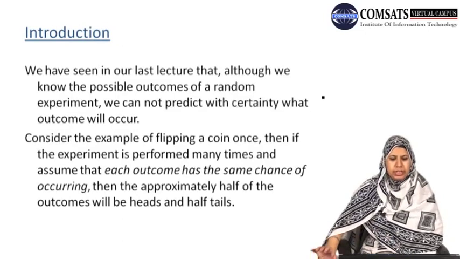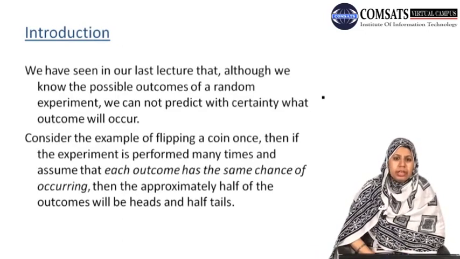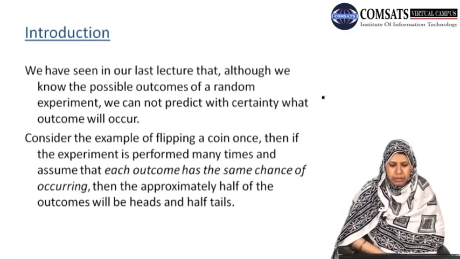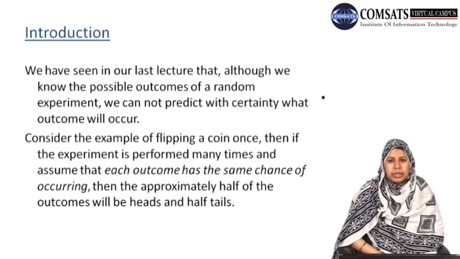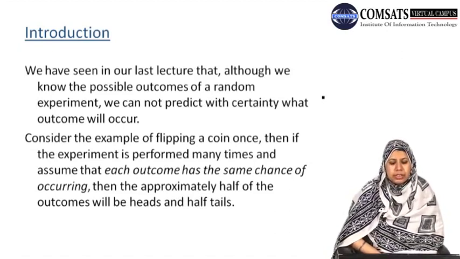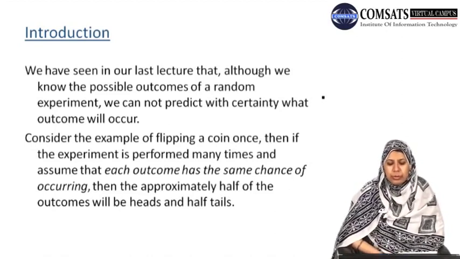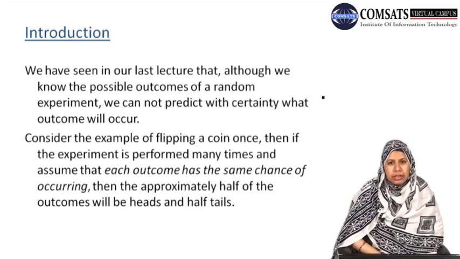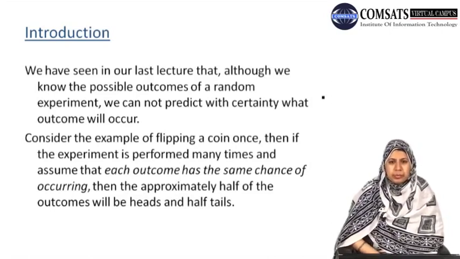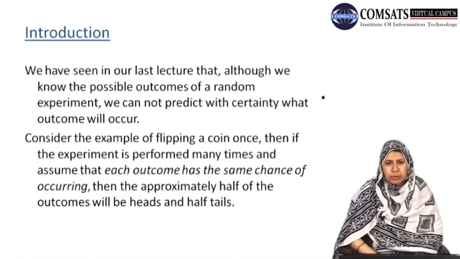Okay. We start with the introduction. In our last lecture, we have seen that although we know the possible outcomes of a random experiment, we cannot predict with certainty what outcome will occur. For example, if we consider the case of flipping a coin once, then if the experiment is performed many times, and we assume that each outcome has the same chance of occurring, then approximately half of the outcomes will be heads and half tails.